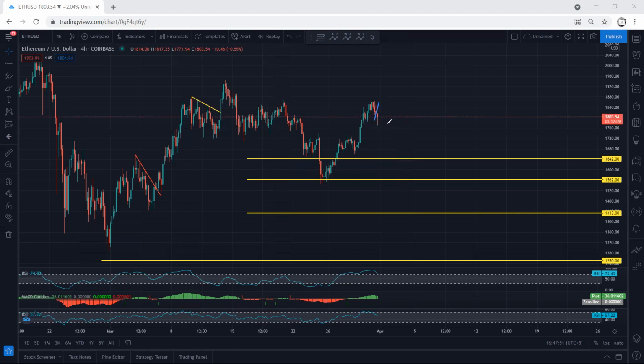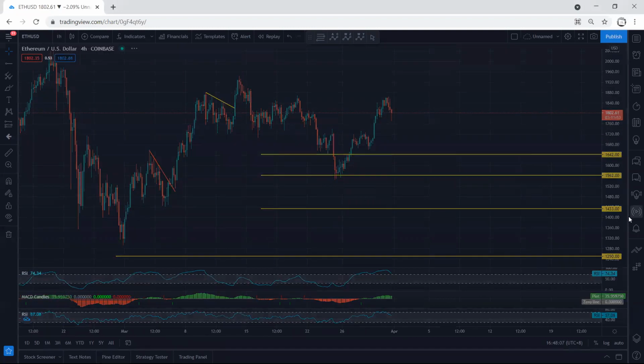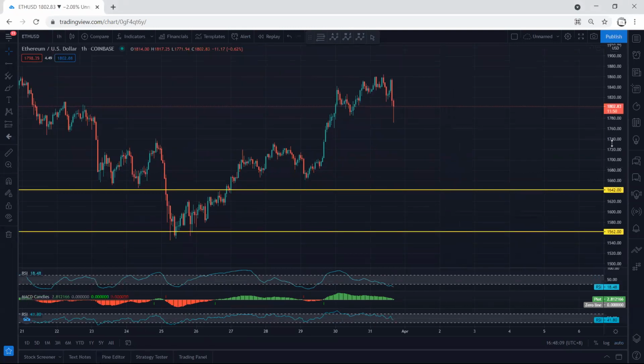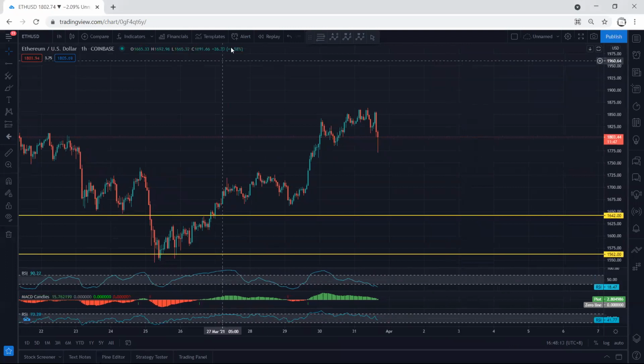Because if we get a correction, we can look for continuation. If the price starts to continue and gives a flag, we can look for reversal as well. By the way, the only thing we need to do right now is manage whatever trade we have within this move. And if we move to the 1 hour chart, as I explained, we cannot confirm right now whether we can look for buy or sell, because we can still look at this as an expanding flat.